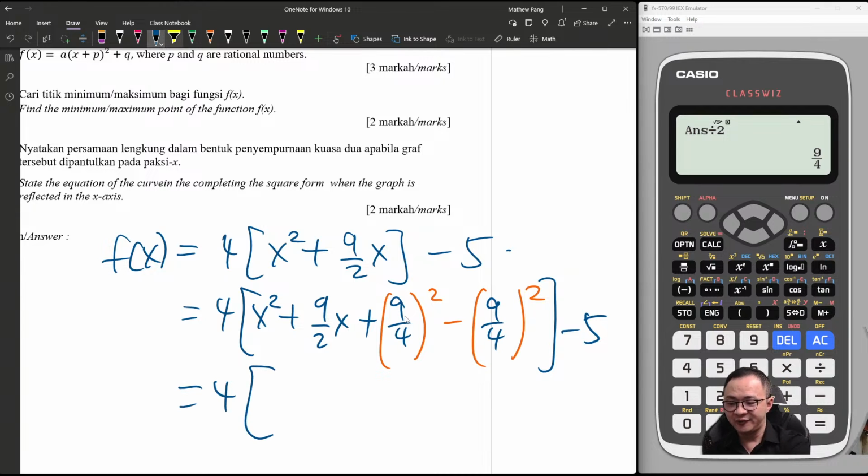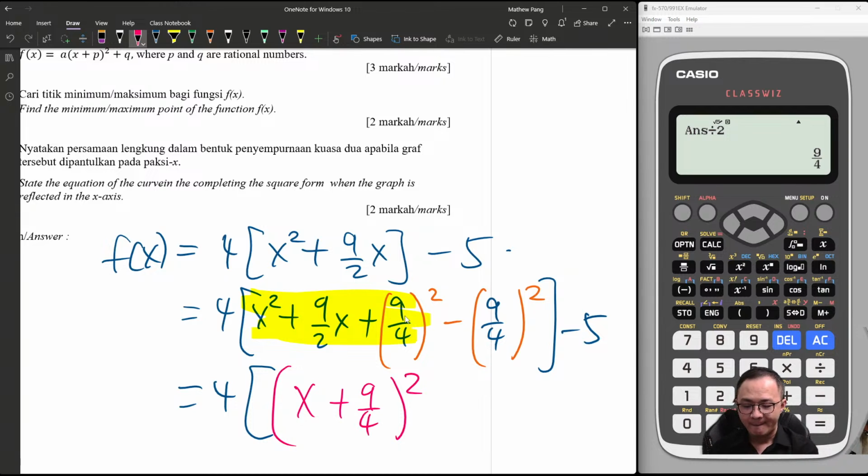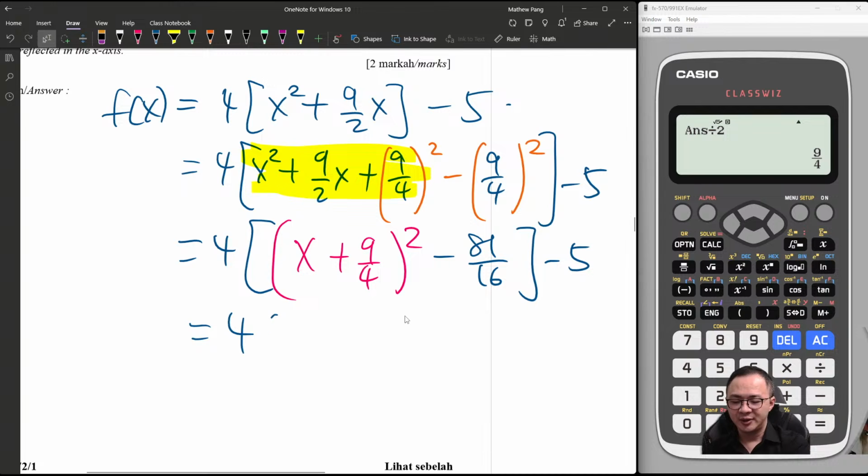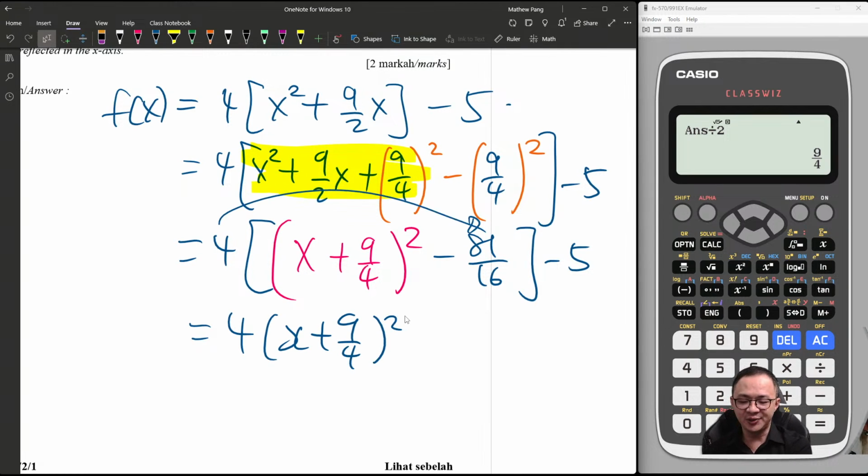Then the first 3 terms, we're going to combine them. They become something to the power of 2. So this one will be x plus 9 over 4, squared. Then the rest will remain the same. This is 81 over 16 minus 5. This is 4 times (x plus 9 over 4) squared. 4 multiplied by this one is 81 over 4 minus 5. 5 is 20 over 4.